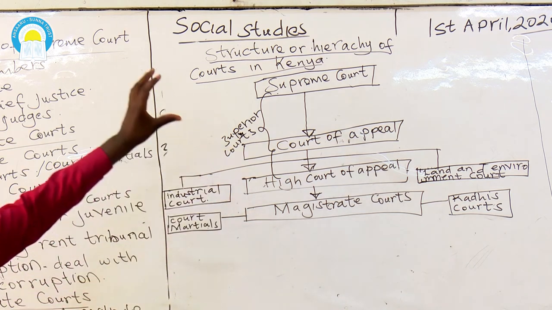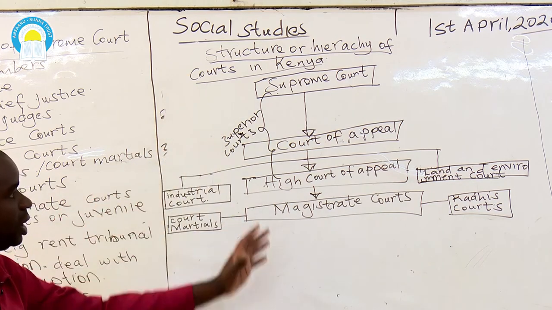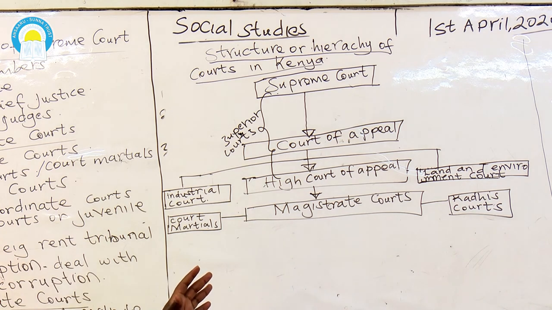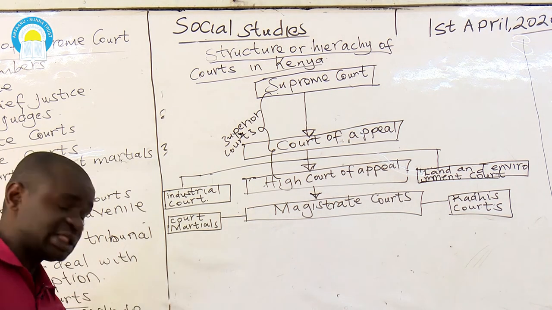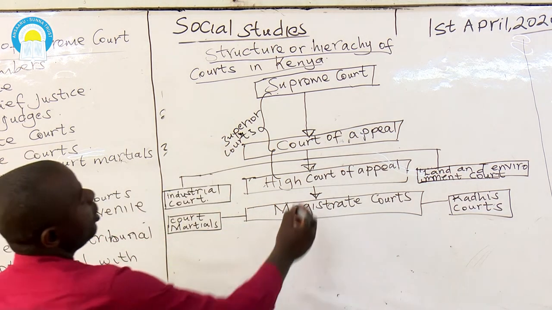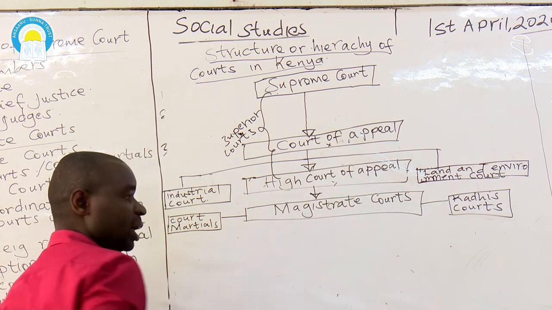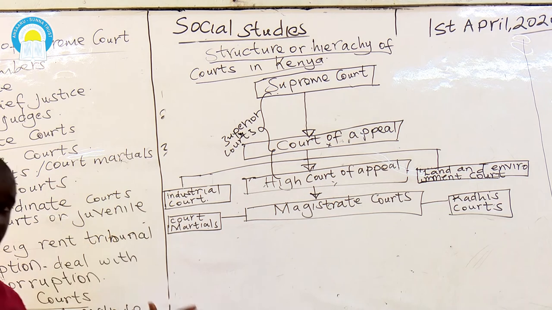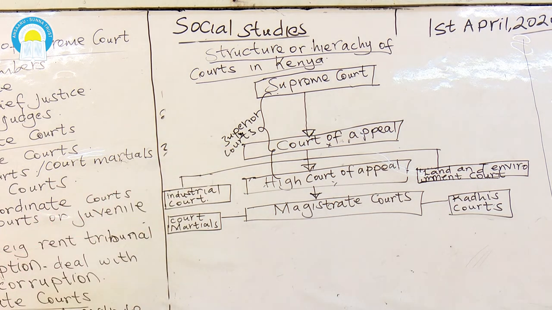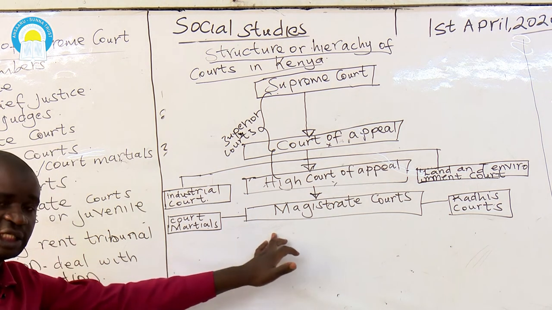So just to end there, I urge you to draw this diagram in your books, so that in case they draw such a diagram in the exam, because I have seen it happening, they may place here letter X, maybe place here letter Y, then they want you to insert the correct type of court. So please don't ignore, make sure that you draw it properly in your exercise books.